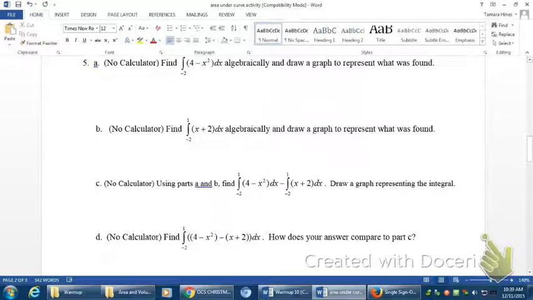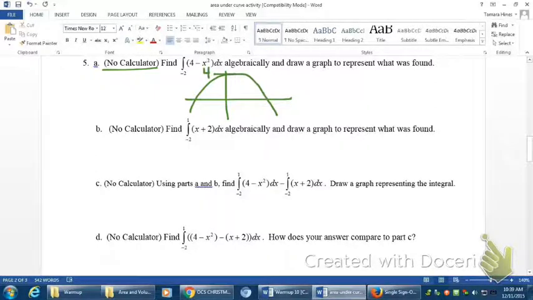On that 5A, it says draw a graph to represent what's found. It says find it algebraically. So first I'm going to draw this graph. 4 minus x squared, and it says no calculator. So 4 minus x squared means a parabola that's turned upside down, up at 4.